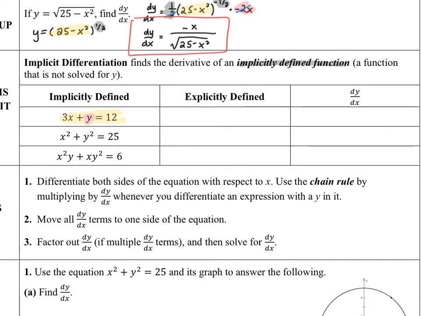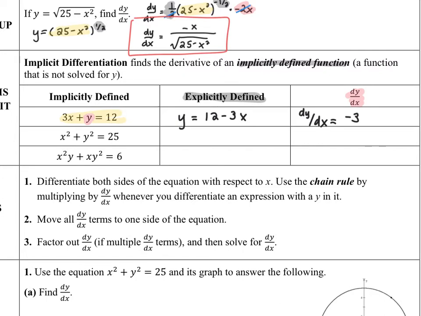But I can easily solve this for y by subtracting the 3x. And once I do that, I have it written in explicit form, explicitly solved for y, and it's in this form that I can now find its derivative. So if I want to find dy/dx, I just do a power rule. And I get that my derivative is negative 3.